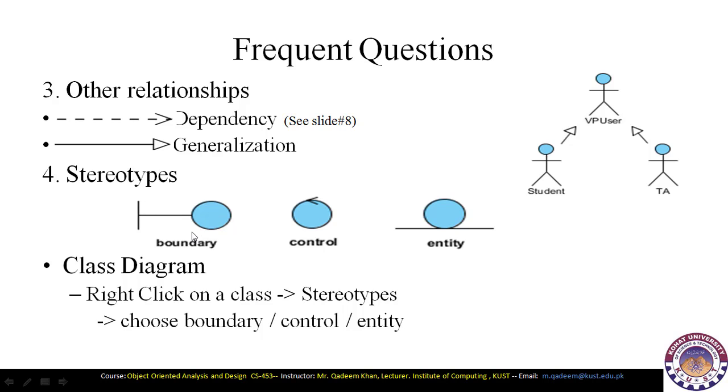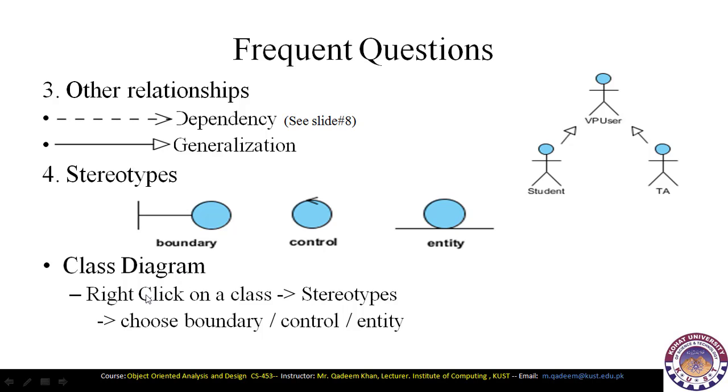Similarly, for stereotype relations, we have boundary, control, and entity. This symbol shows the entity, this shows the controls. For example, for loop, while loop, do while loop are the controls, and this shows the boundary. Boundary means that this use case is in fact attached or linked with another particular subsystem. So this is the boundary here.